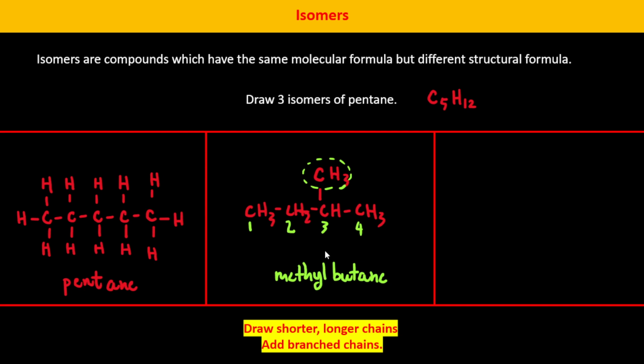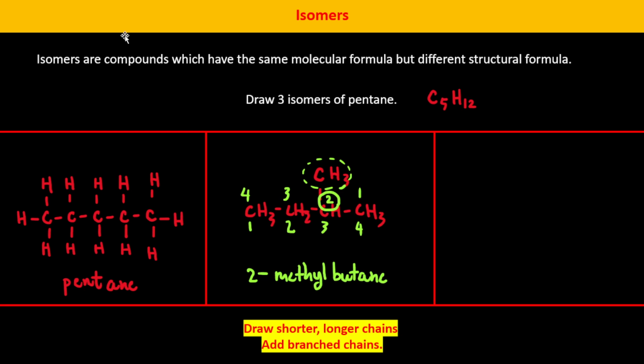But I need to tell where my methyl is, so either I count from the left, but let's see what happens if I count from the right. 1, 2, 3, 4. I want my name to have the smallest number possible, so it will be 2-methylbutane.